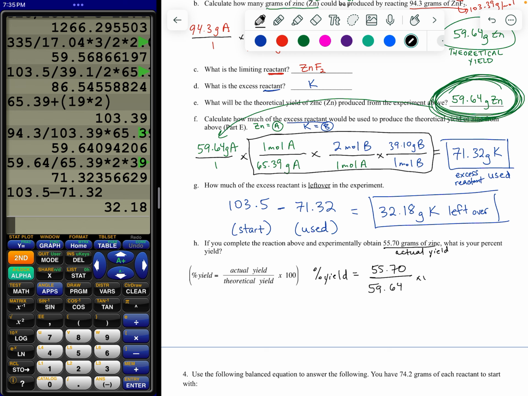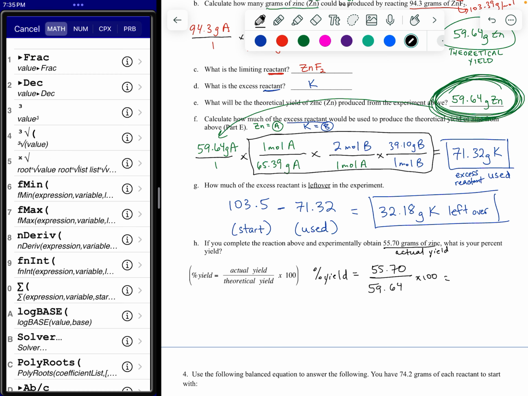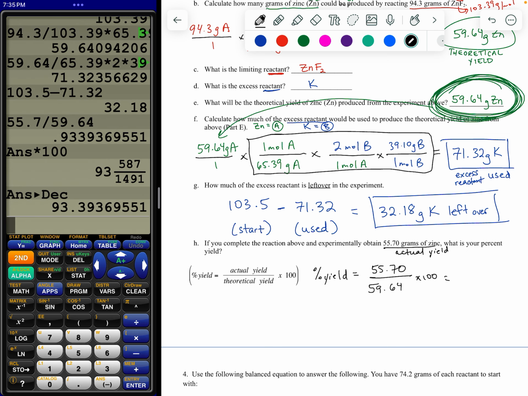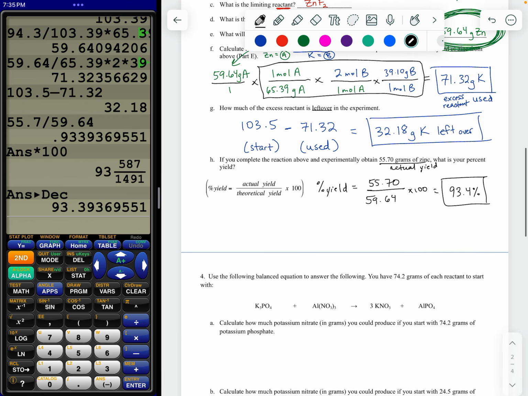But in labs, not everything always goes according to plan. And so sometimes you end up not making all of the product that the calculation says you should make. That's why we call it theoretical. But this experiment would have been really good in terms of a percent yield, because we see that we have about 93.4%. So we obtained in this hypothetical fake lab about 93.4% of what we should have made, which is really good. So that's how you can look at the efficiency of a lab.